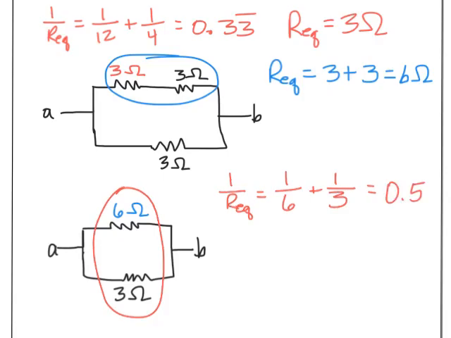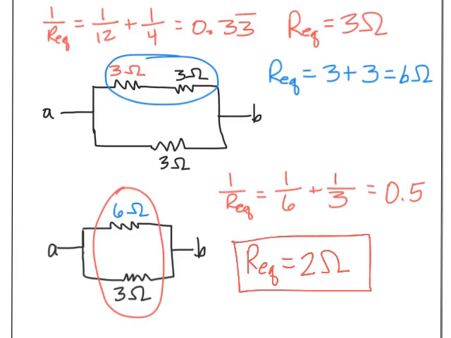And I end up with 0.5, and then I want to take the inverse of that to get my equivalent resistance and have a final answer of 2 ohms. So on your test, you'll be given a circuit that's a combination of series and parallel together, and then you'll be asked to reduce all of those resistors down to one equivalent resistance.